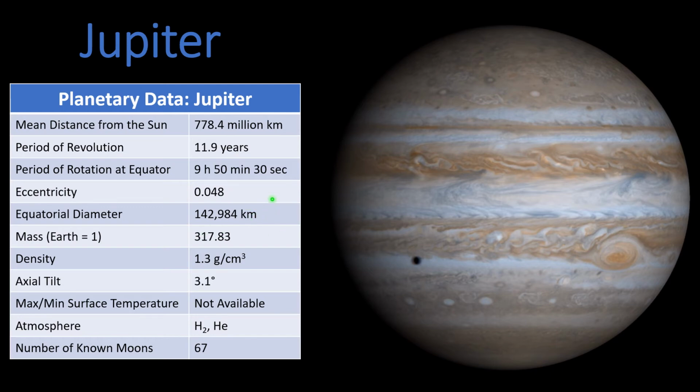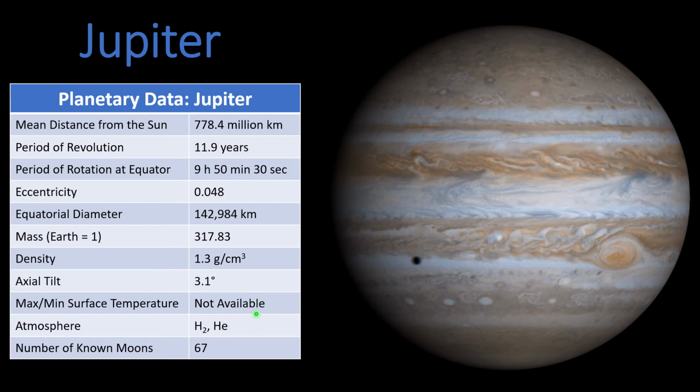Very large. Jupiter is the largest planet, that's worth knowing. 142,984 kilometers at the equator for its diameter. It's 317.83 times the mass of the Earth, so much more massive. But its density is much less, 1.3 grams per centimeter cubed. Again, it is a gas. It has a small tilt, 3.1 degrees. We don't have maximum surface temperature data available because we really don't have a surface to measure off of on Jupiter. So that's not going to be available for the Jovian planets.